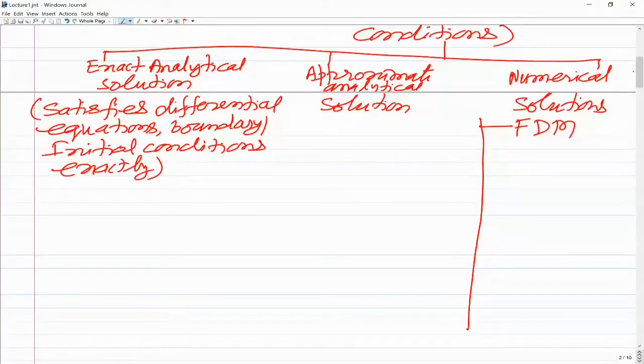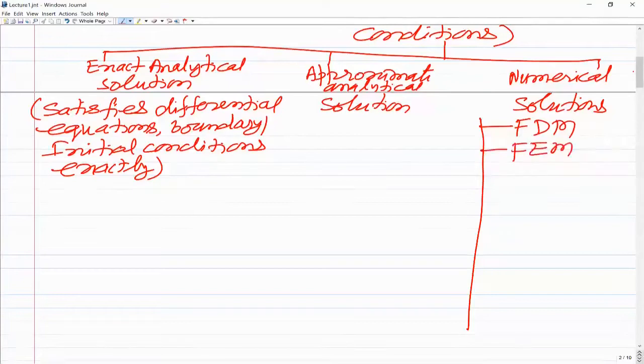You convert the differential equation into difference equations, which means algebraic equations, and then you solve that algebraic equation subject to, of course, the appropriate boundary conditions. So that is the finite difference method. We are not going to discuss the finite difference method, but the finite element method, and that is what we are going to discuss.